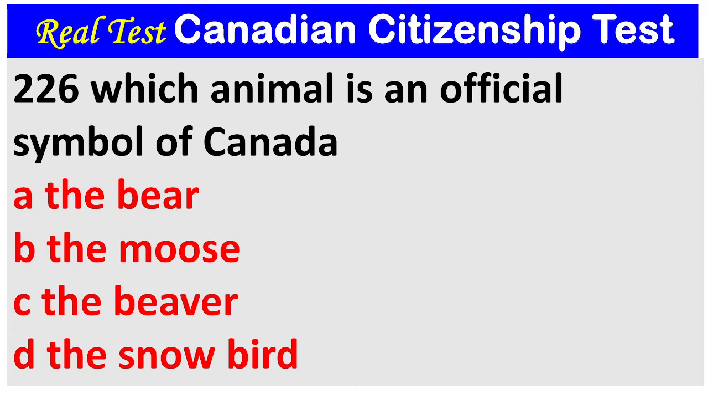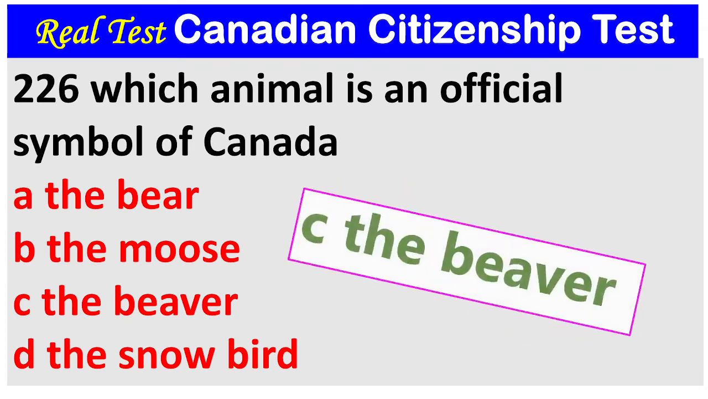Question 226. Which animal is an official symbol of Canada? A. The bear. B. The moose. C. The beaver. D. The snowbird. The answer is C. The beaver.